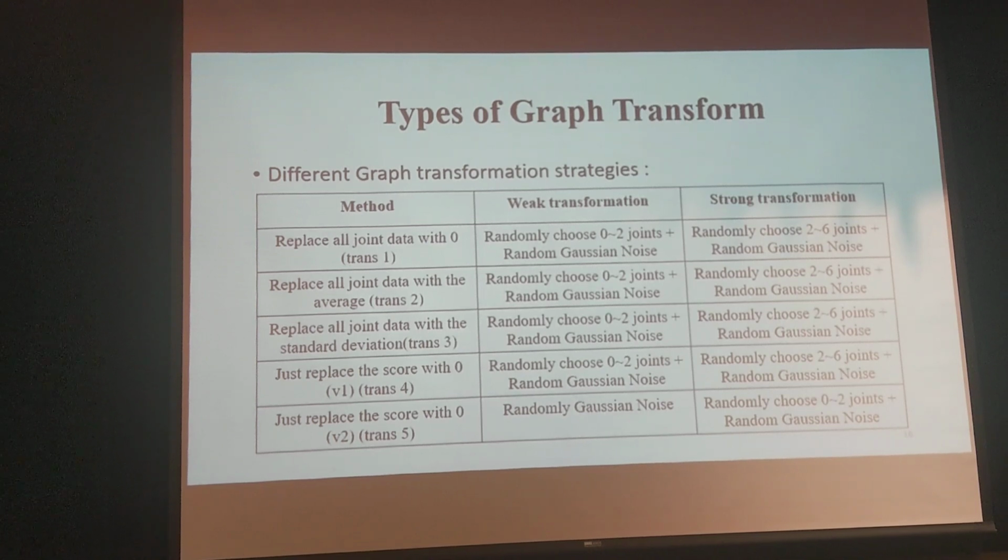In our research, we experiment with 5 kinds of graph transformation to choose the better one. For trans type 1 to type 3, we replace the x, y position and score data with a particular value. For trans 4 and 5, we only replace the score value. Notice that in trans 5, we don't choose joints to mask for the weak transformation.